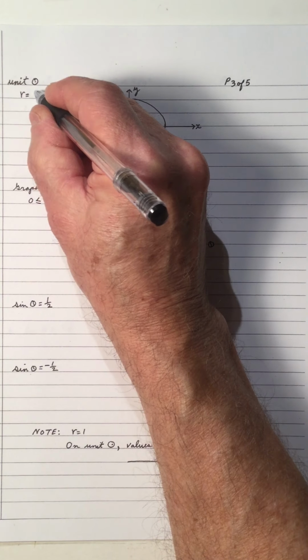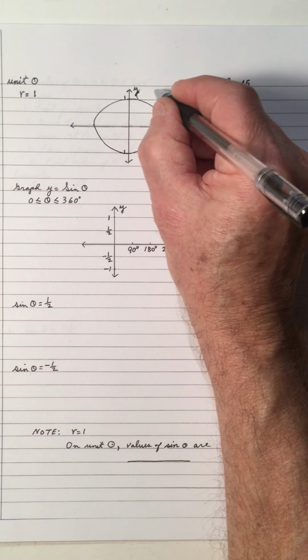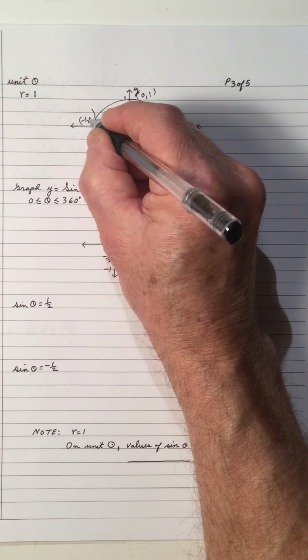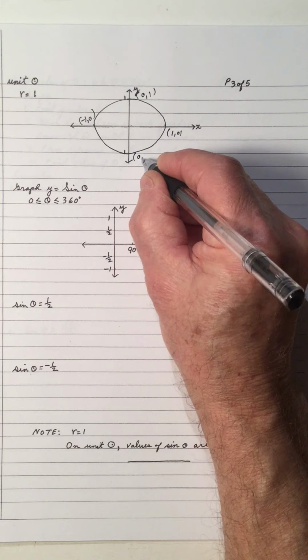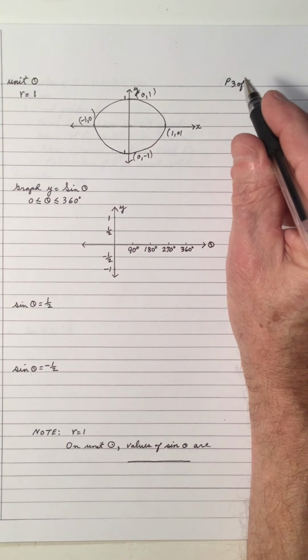So a unit circle has a radius of 1. This point right here is (1, 0). This point right here is (0, 1). This point right here is (-1, 0). And this point here is (0, -1). Extremely important to know about the unit circle.